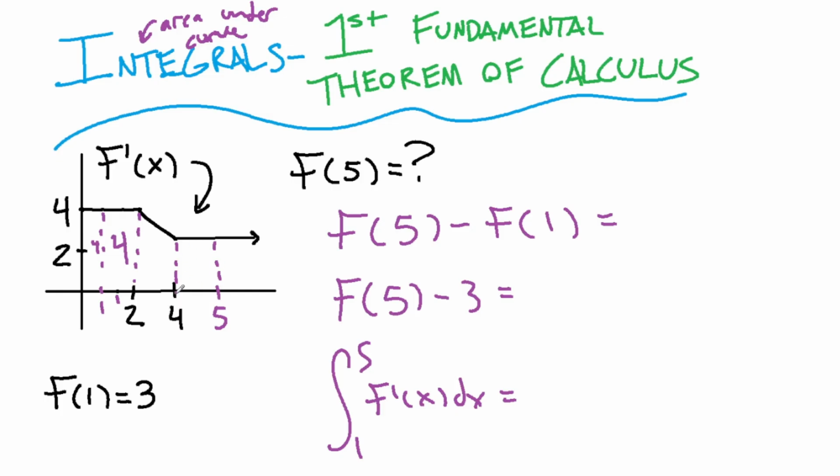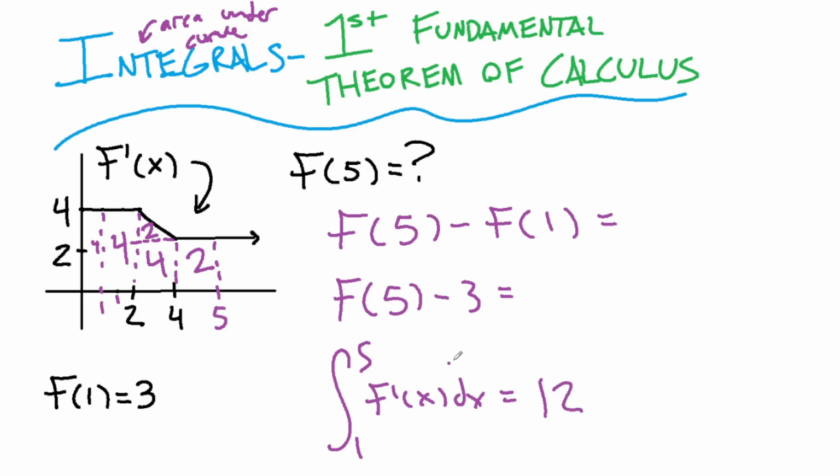The area of this rectangle over here is 1 times 2, so the area will be 2. Then we can make one more rectangle here that has a height of 2 and a base of 2, so the area will be 4. Finally, we have to find the area of this triangle. It has a base of 2 and a height also of 2. So 2 times 2 is 4, divided by 2 is 2. So 4 plus 4 is 8, plus 2 is 10, plus 2 is 12. So the integral from 1 to 5 of f prime of x dx equals 12.